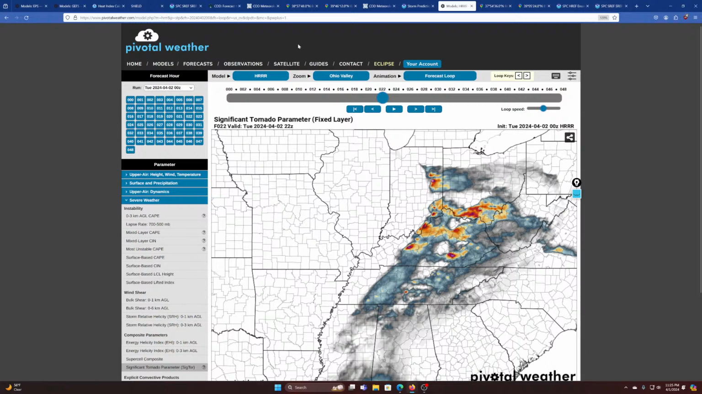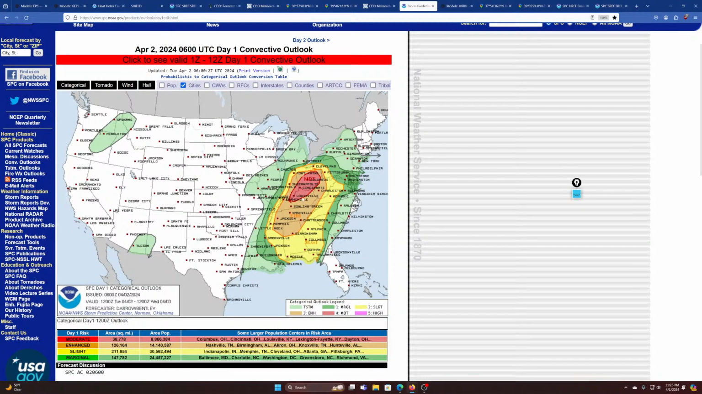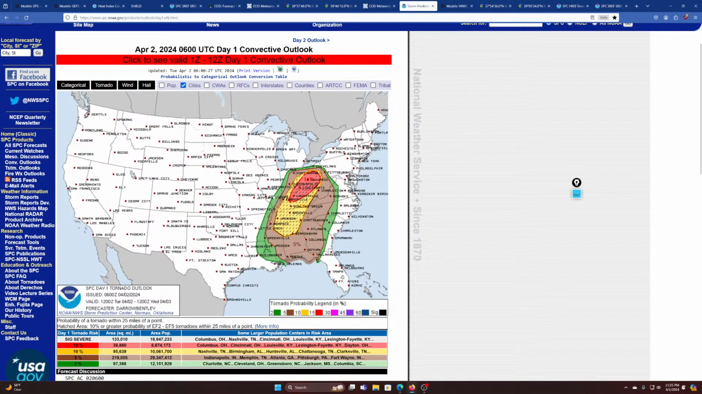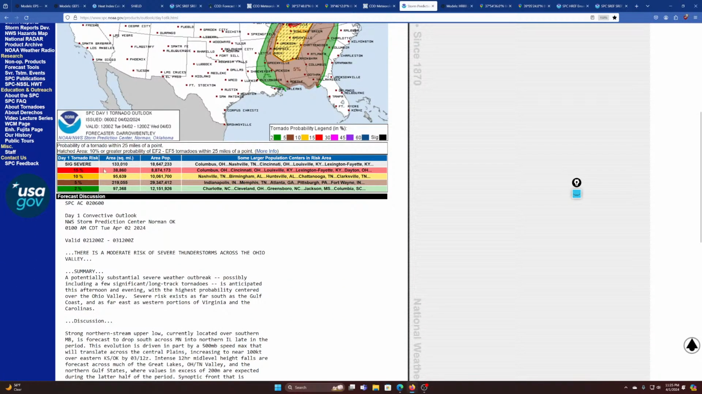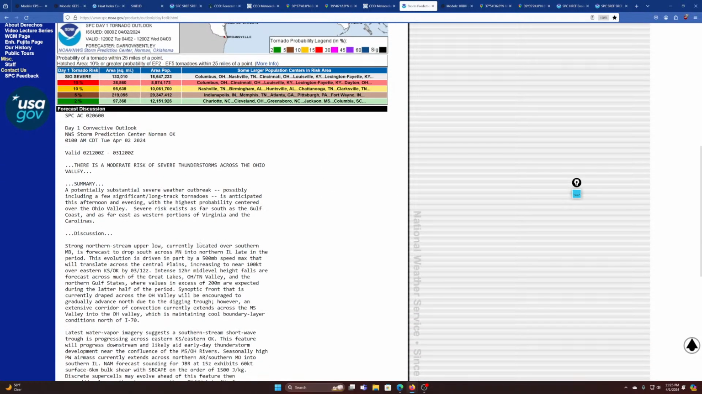I mean, that's where the Storm Prediction Center put their strongest tornadoes up here. Like, 50% is in Columbus, Ohio, Cincinnati, Ohio, Louisville, Kentucky, Dayton, Ohio. Possibility, including a few significant long track tornadoes, is anticipated this afternoon and evening, which is tomorrow.